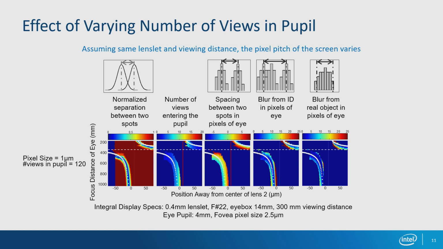Here I compare 3 different characteristics. First, I look at the normalized spot separation, which I explained in the previous slide. Second is the number of views entering the pupil. The third, I account for the resolution of the eye. I assume a pixel size of the fovea of about 2.5 micron. We have very sharp resolution there. And then I find the absolute spacing between those 2 spots. And then the last 2 columns are a simulation of blur from this out of focus object from the integral display, and a separate simulation of blur as calculated by this beam propagation method for a real object scene.